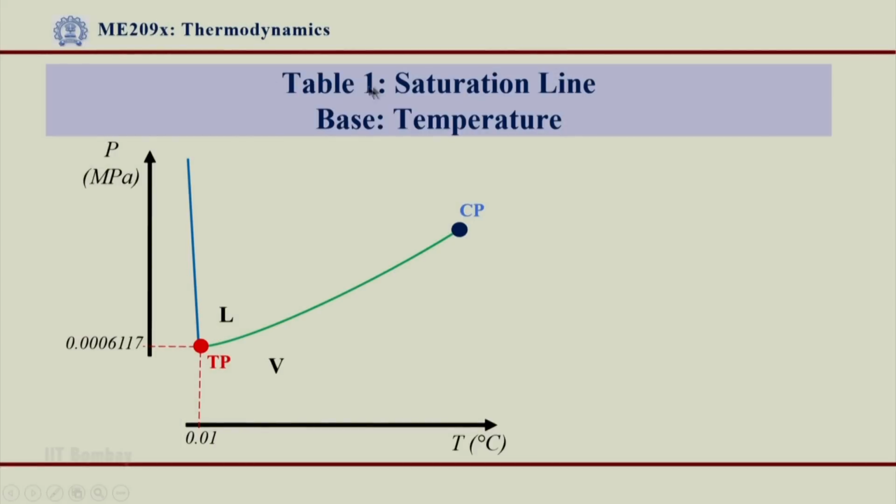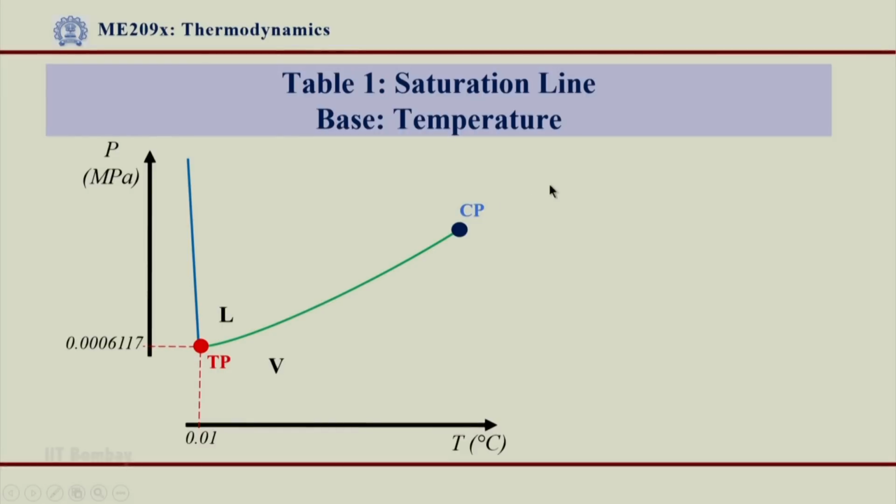So, welcome back. Let us now see table number 1, which is what we are looking at: saturation line, and the base is temperature. What you see here is a PT diagram again, and as we know, the saturation line starts from TP up to CP, triple point up to critical point, and the triple point is at 0.01 degree centigrade and 0.000617 MPa, megapascal. What do I mean by this base as a temperature?